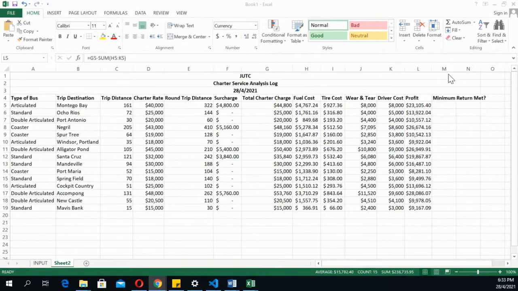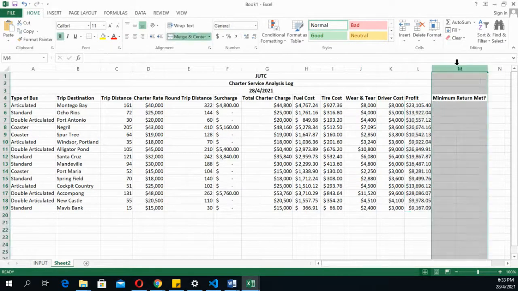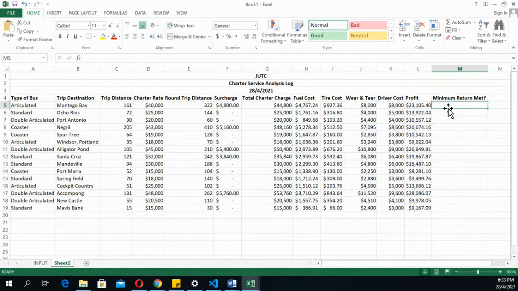So now we need to find out whether or not the minimum requirement was met. How do we determine if this was met? So look and see what the minimum requirement met is and tell me how that is determined.